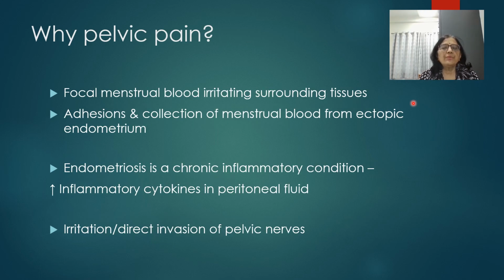What is the mechanism of generation of pain in patients of endometriosis? It is because of the focal menstrual blood irritating the surrounding tissues. As in every menstrual cycle, during menstruation, menstrual blood is secreted even by the ectopic endometrial cells, and that irritates the surrounding tissue, leading to the pain. Adhesion formation and collection of menstrual blood from ectopic endometrium in closed spaces also lead to the onset of pain.